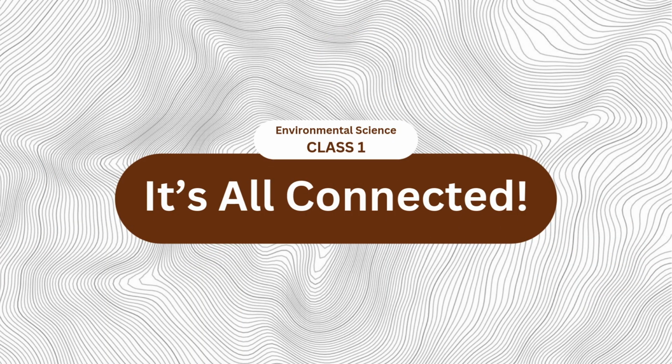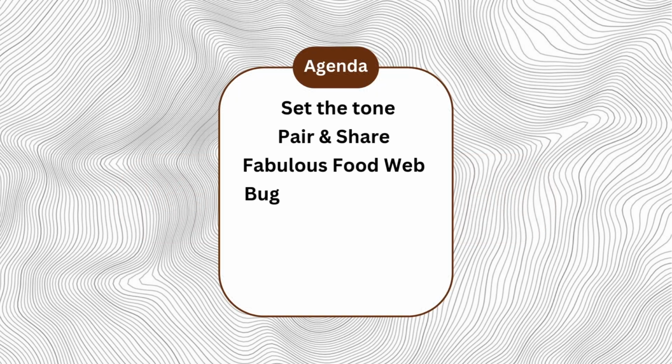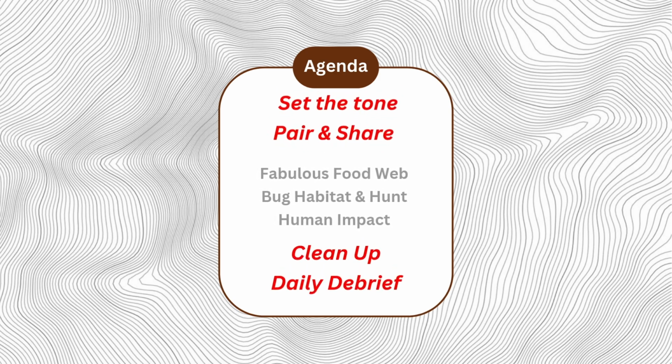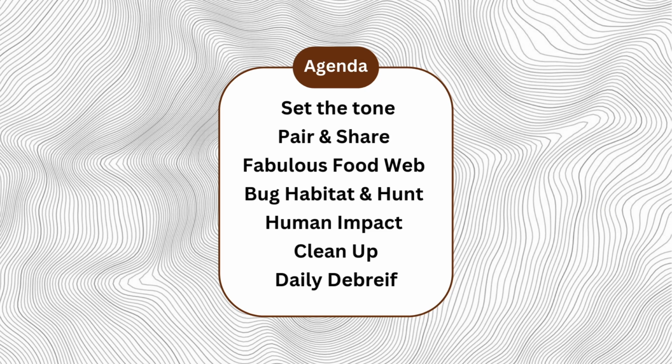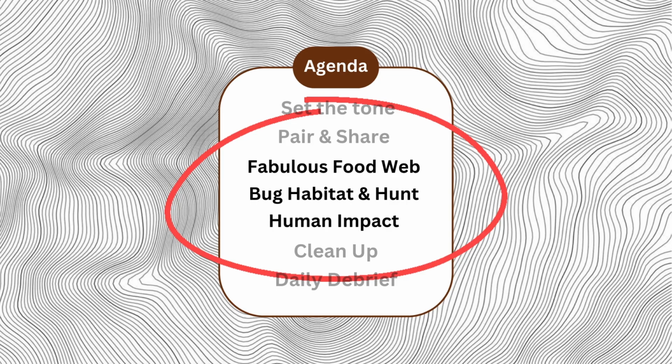Very excited today to bring you Class 1 of our Environmental Science Kit for 3rd through 5th grade students. It's all connected. We're going to be going over some things in this class that aren't going to be included in the subsequent videos. Set the tone, pair and share, clean up, and daily debrief are things you're doing in just about every class we have. So these videos are going to focus primarily on the 3 activities unique to each class session.